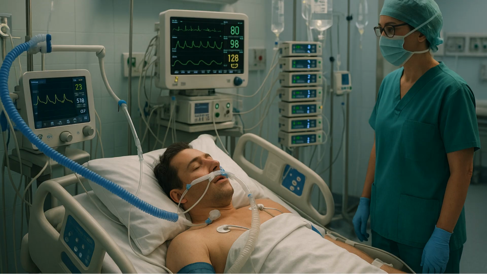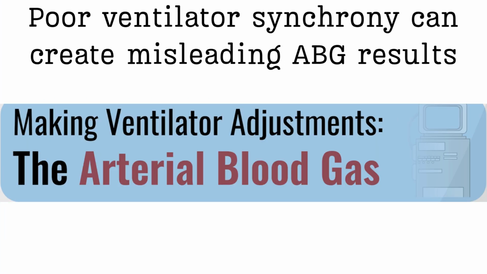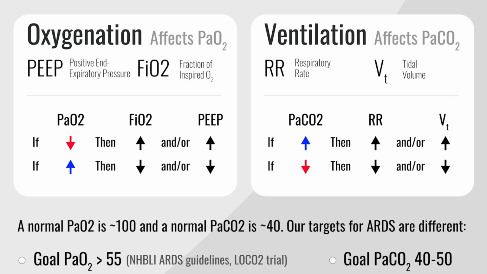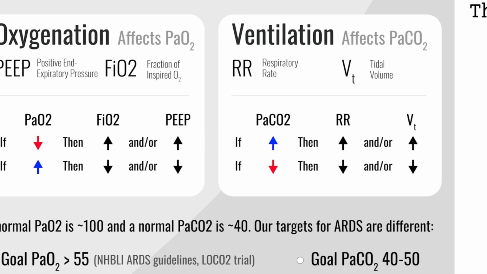Mechanically ventilated patients often present unique ABG interpretation challenges. The ventilator controls PaCO2, but your interventions still significantly impact oxygenation and overall gas exchange. Poor ventilator synchrony can create misleading ABG results. A patient fighting the ventilator may have normal ABGs despite significant work of breathing. Your chest physiotherapy can improve synchrony and reduce work of breathing.